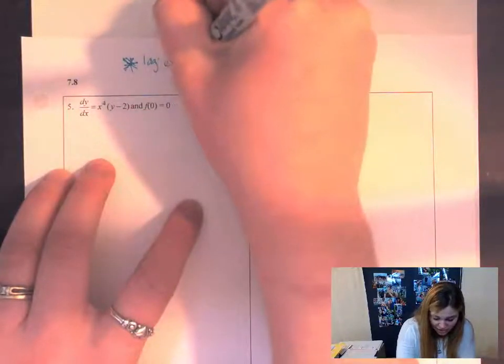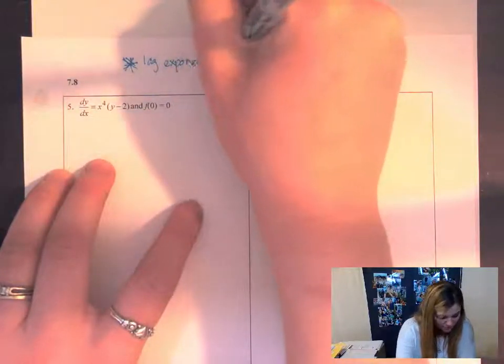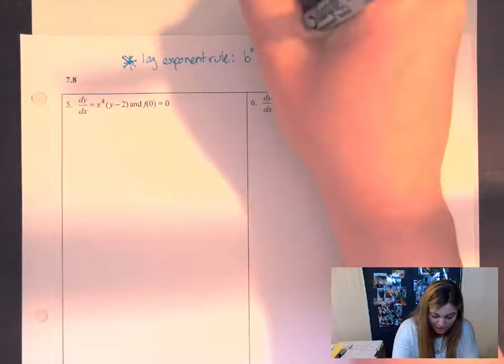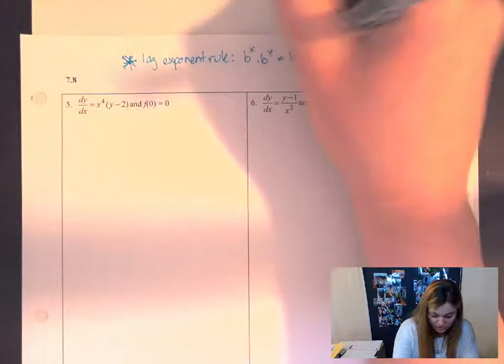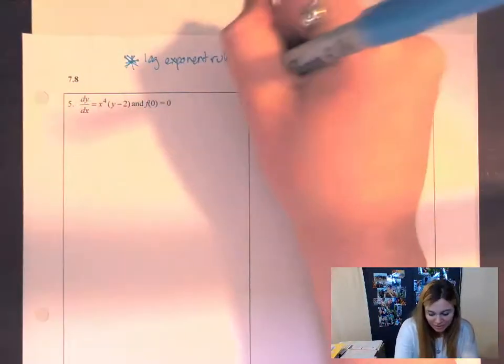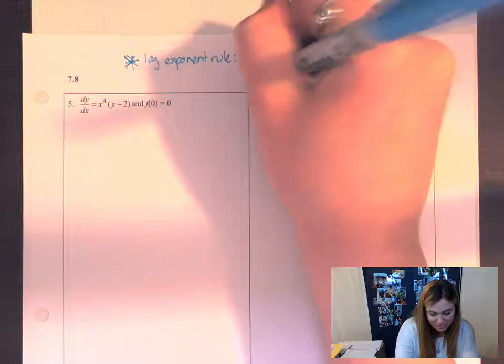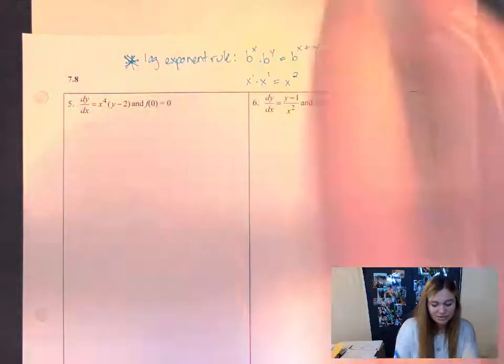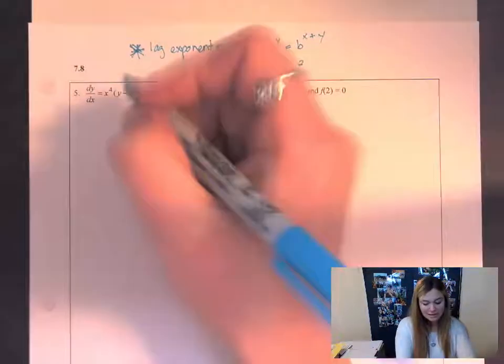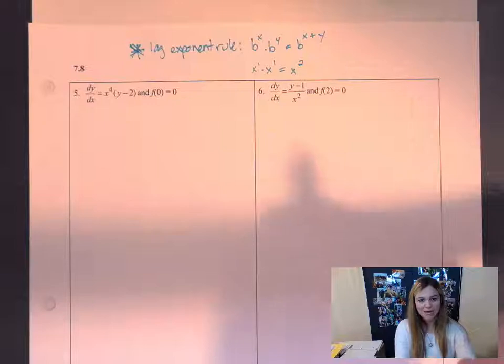Okay, so the log exponent rule is b^x times b^y is equal to b^(x+y). And we actually use this all the time. Think about x to the first times x to the first is x to the second. We use this rule all the time, but we're going to use it specifically here. Okay, so I've got dy dx, and I've got this, and you're like, oh, not so bad at all, but you'll see where there's an issue in a second.